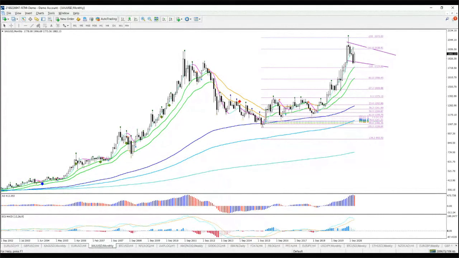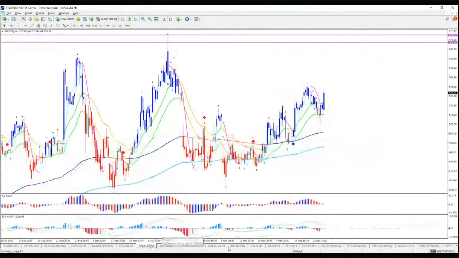All right. What else? Well, let's take a look at some of these stock indices as well, of course.